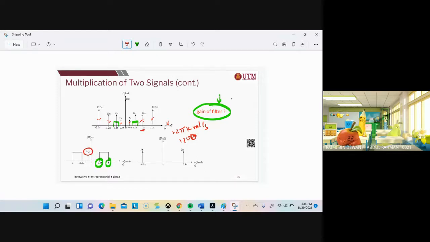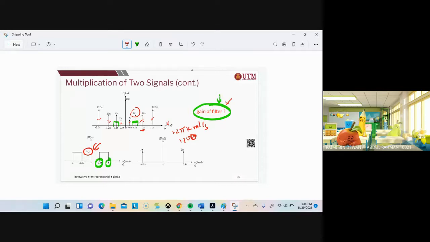But I ask here, how do you get it? Ask yourself how you get it. You see this is 10 pi. Okay, never mind. You try first. How do you actually get this filter gain? I already explained just now, right? How is the process?